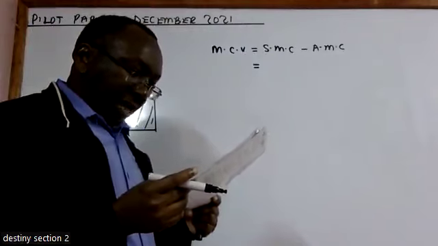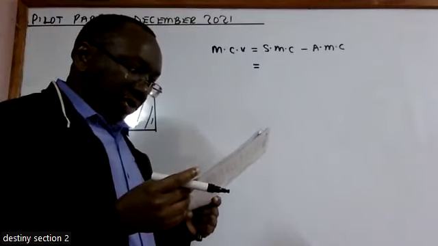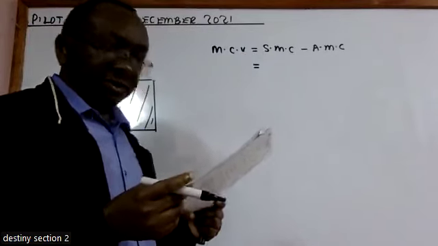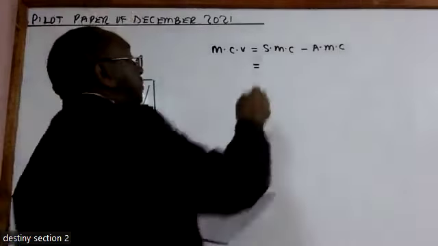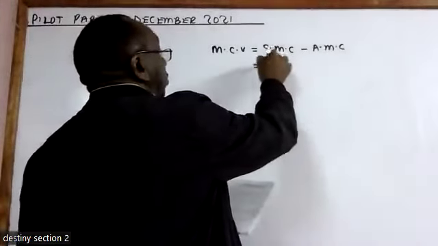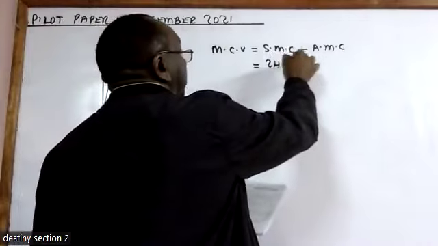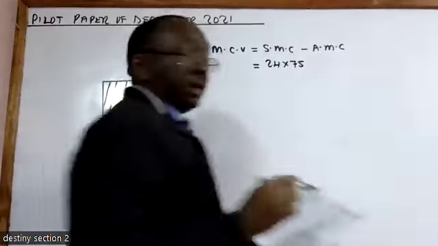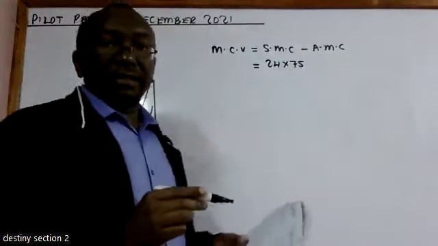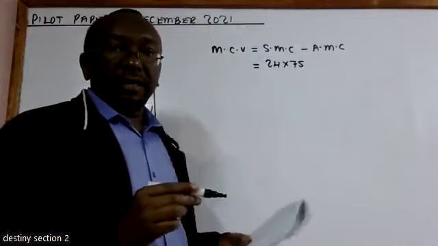we are told that to produce a liter of a product, 24 units of raw materials are required at a standard price of 75. So the standard price per liter is 24 times 75. That is the standard price or the standard cost of 1 liter.